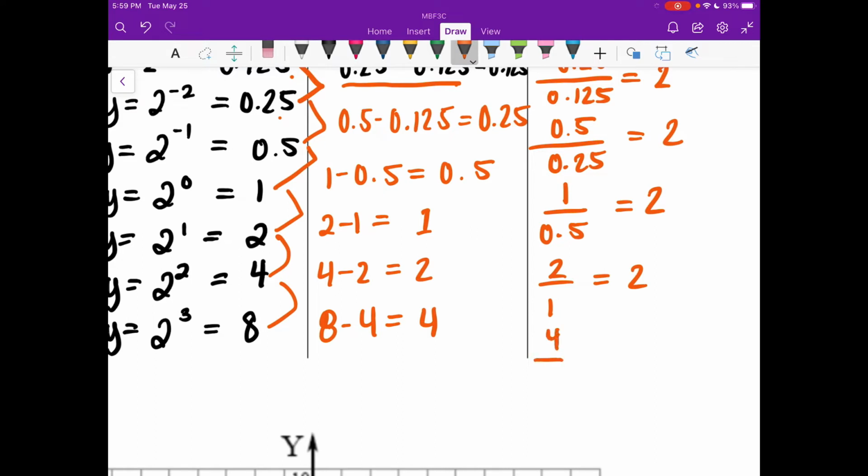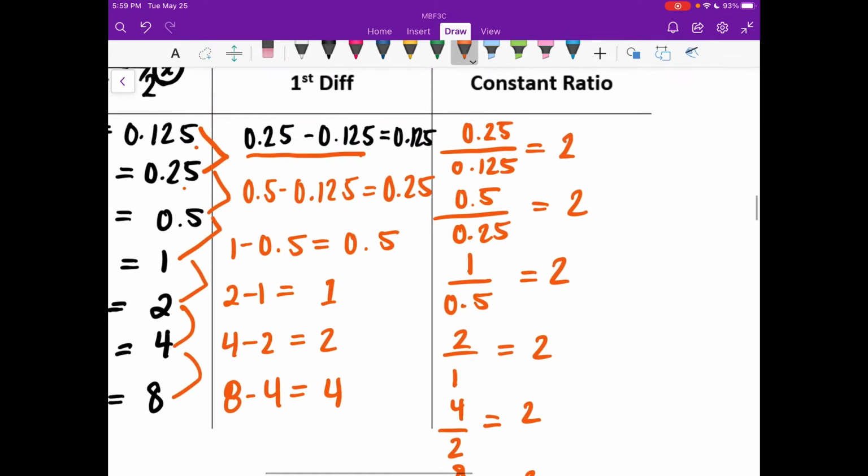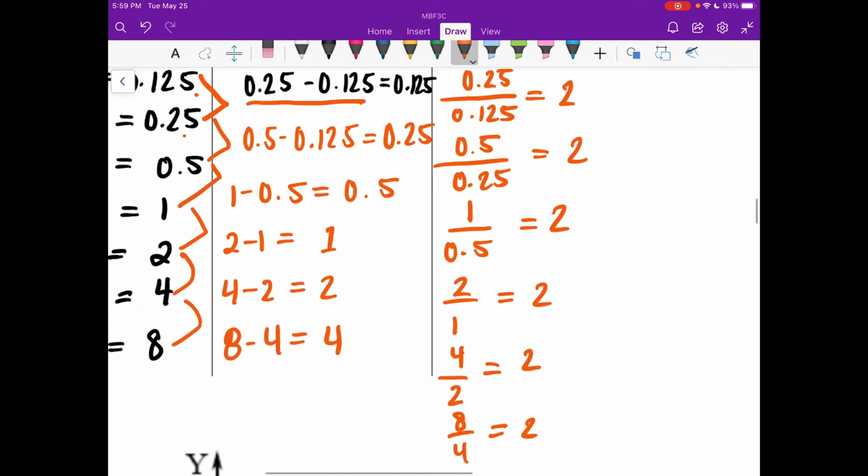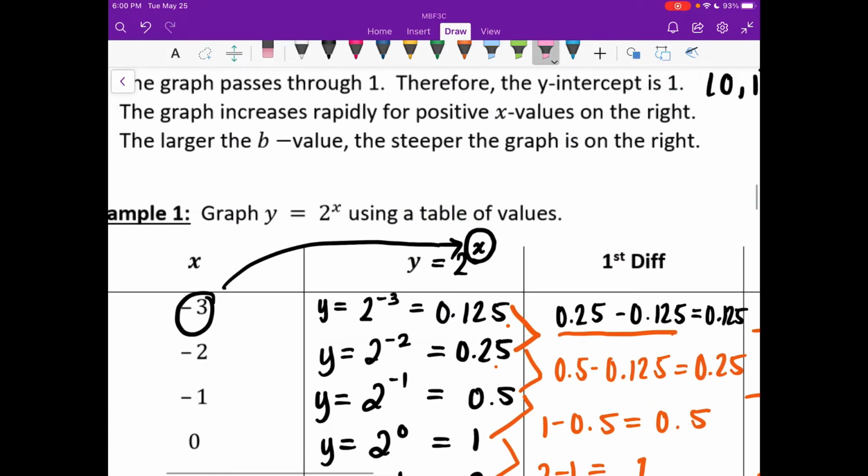4 divided by 2 is going to give me 2, and then 8 divided by 4 is also 2. Notice how the constant ratios here are the same. They're all 2. That's how I know that this is an exponential function. The constant ratios are also the base. You'll notice that it's 2 all here, and you'll notice that the base of this function is also 2.